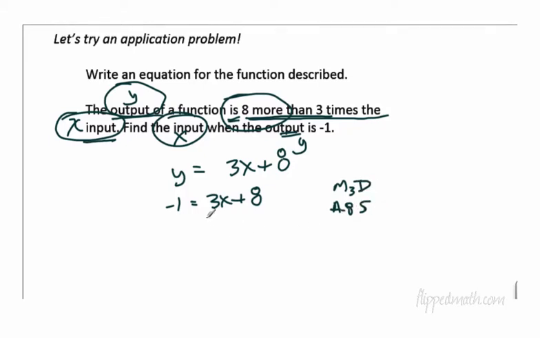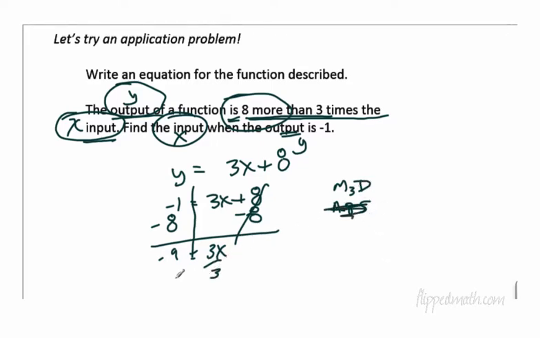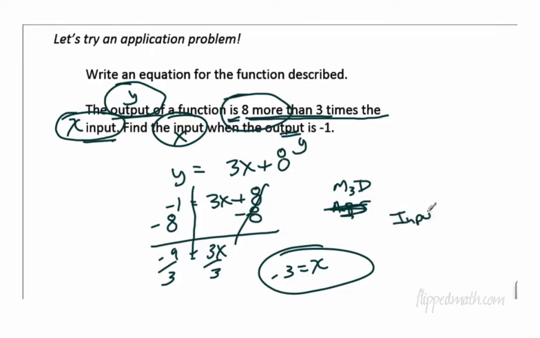So the first thing we want to do, we want to subtract 8. Here's the line down the equal sign. Subtract 8 from each side of the equation. So we get negative 1 minus 8. That's negative 9. It is going to be equal to 3x comes down, and then the plus 8 and the minus 8 cancel. Next step, divide by 3. So we divide each side by 3. We get negative 3 is equal to x, and we're all done. The input says find the input, so we're going to write that out. The input equals negative 3. So we've answered the question.